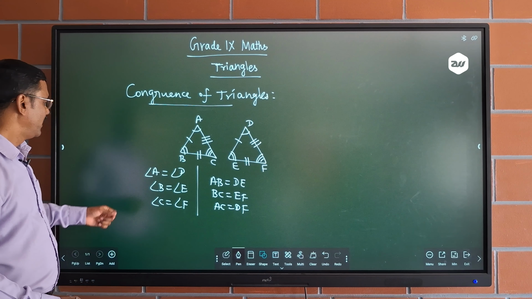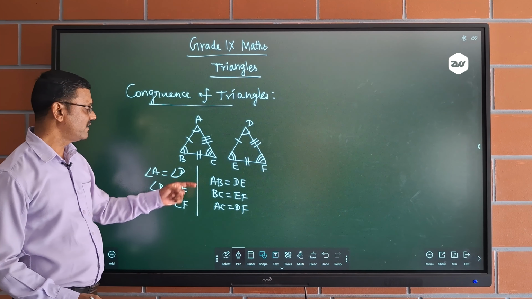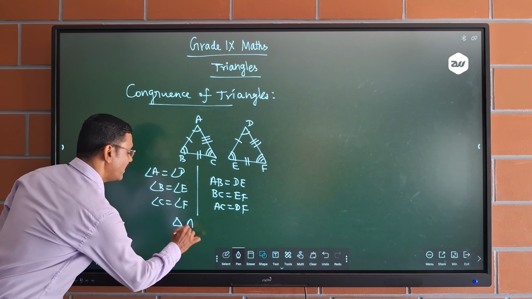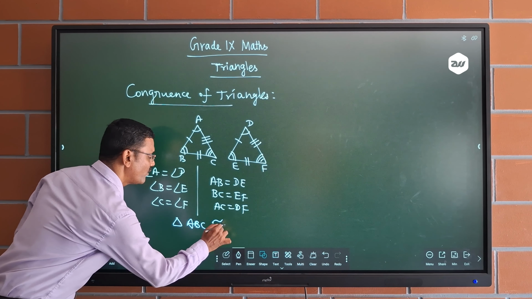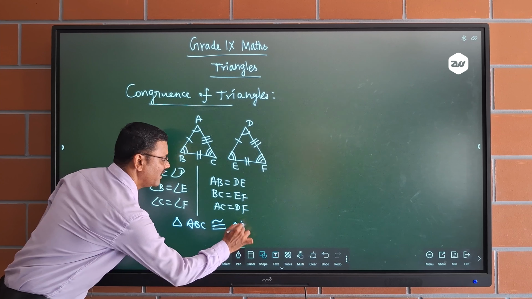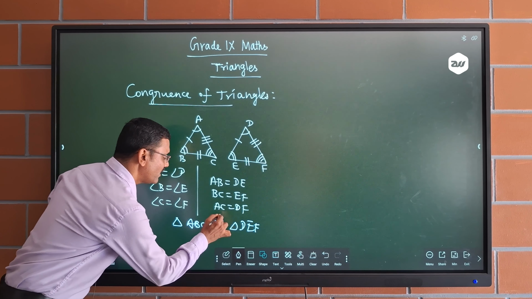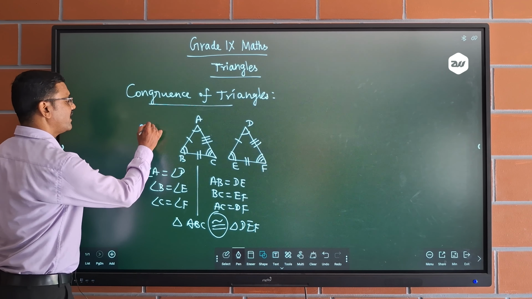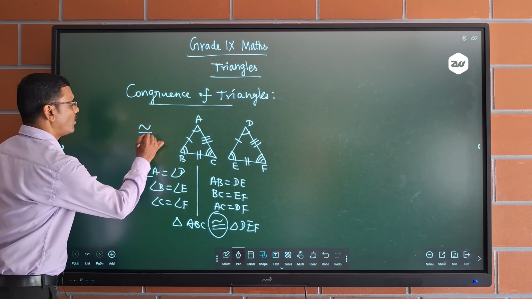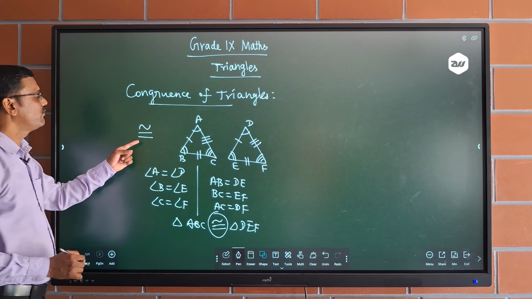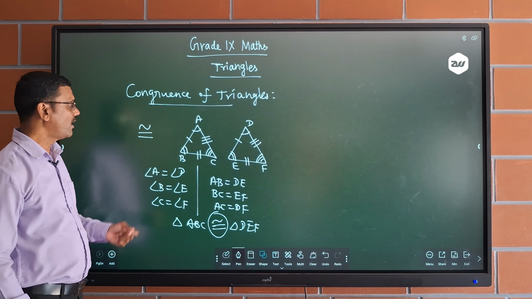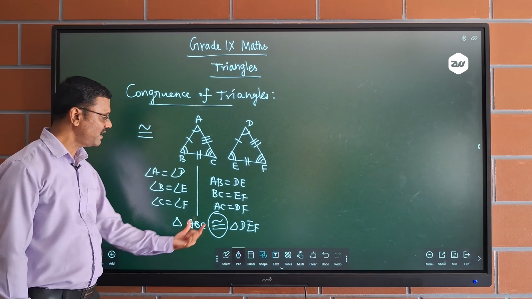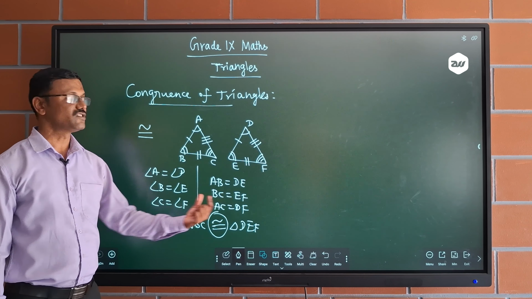So if the three corresponding angles and the three corresponding sides are equal, then we say that triangle ABC is congruent to triangle DEF. Look at the symbol. This is known as "is congruent to". How to write it? Put it like this, 1, 2. So this is the symbol for "is congruent to". Already we know "is equal to", and this is "congruent to". That means triangles ABC and DEF are congruent to each other.